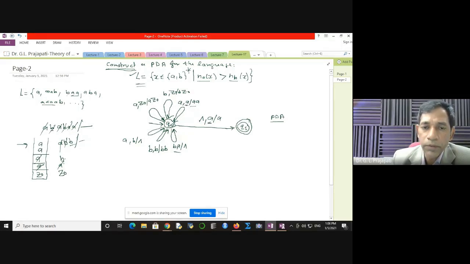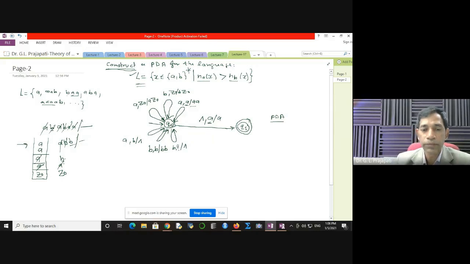and the top symbol is A here also, and here also the top symbol is A. Okay. So you have input is B and top is A.